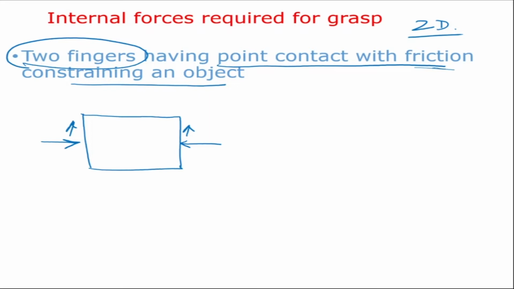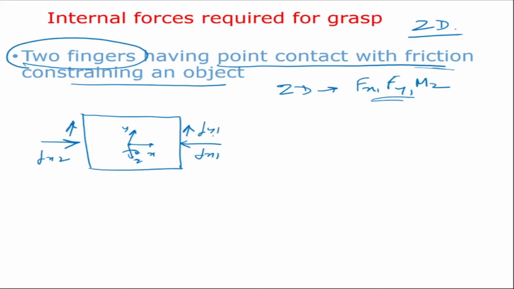Now, what are the forces which can act on this object? Disturbance forces. If this is my x-axis and y-axis, there can be a moment about the z-axis. So in 2D, we can have Fx, Fy, and Mz acting. There can be forces in the x direction, y direction, and a moment about the z-axis. So at most, the disturbance forces acting at the CG of the object can be Fx, Fy, and Mz. To balance these, I'm going to apply fingertip forces, which are Fx1, Fx2, Fy1, and Fy2. These are forces along the x-axis and the y-axis.